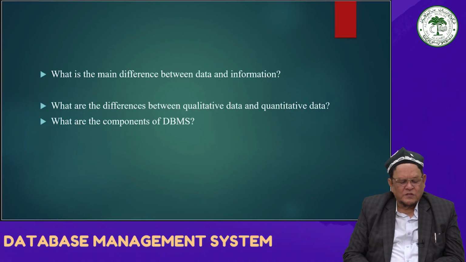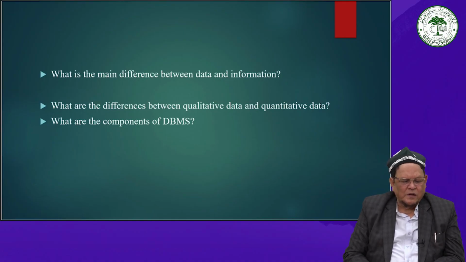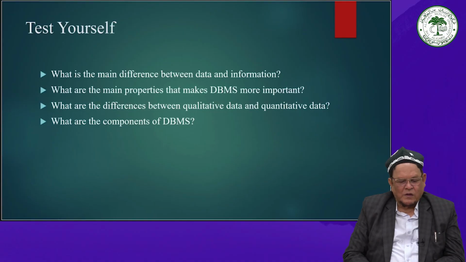The questions I'm giving for home assignment: What is the main difference between data and information? What is the difference between qualitative and quantitative data? And what are the components of database management system? What are the main properties that make DBMS more important?